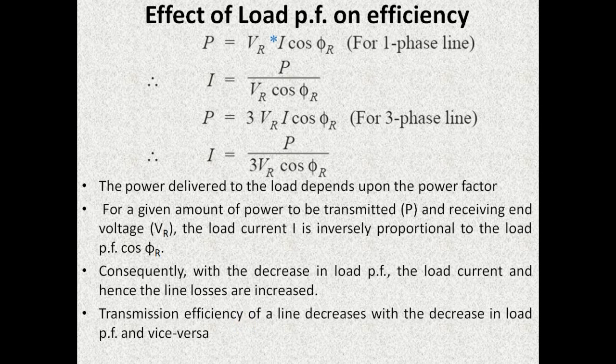So whenever we are trying to increase the value of power factor, the value of this current gets reduced. So the value of copper loss also gets reduced, and hence the overall transmission efficiency will be increased. Similarly, when we are attempting to reduce the value of this power factor, the value of I will get increased. Hence the value of copper loss also will be increased. So due to this, the overall transmission efficiency gets reduced.